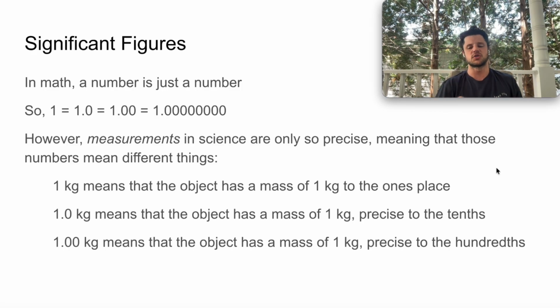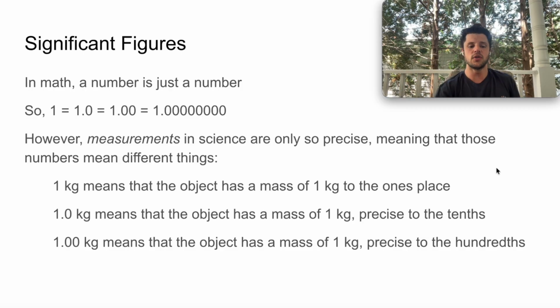Obviously, we can go further with this, right? 1.00 on a scale that reads to the hundredths of a kilogram would mean that we know the difference between 1.00 kilograms and 1.01 kilograms, or 1.00 kilograms and 0.99 kilograms. So again, we've narrowed down that range even further.